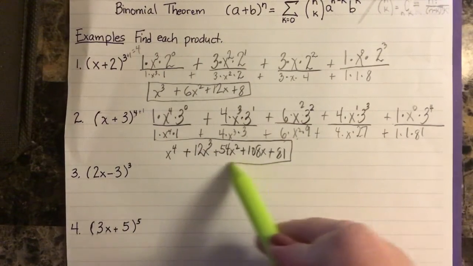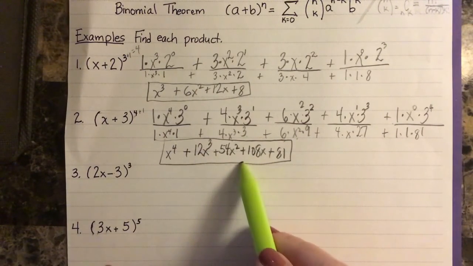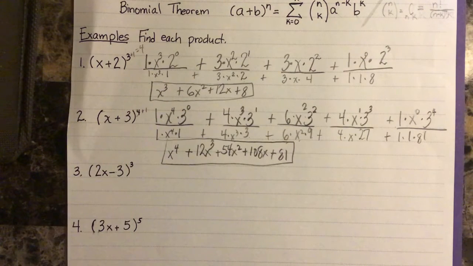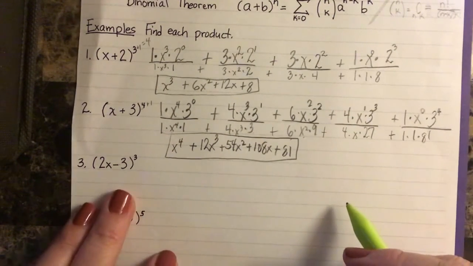So there is the expansion of x plus 3 to the 4th power. Again, this can be done another way. If you're taking a standardized test and you need something that's quick and fairly painless with making little silly mistakes, then this would be a perfect way to do this.